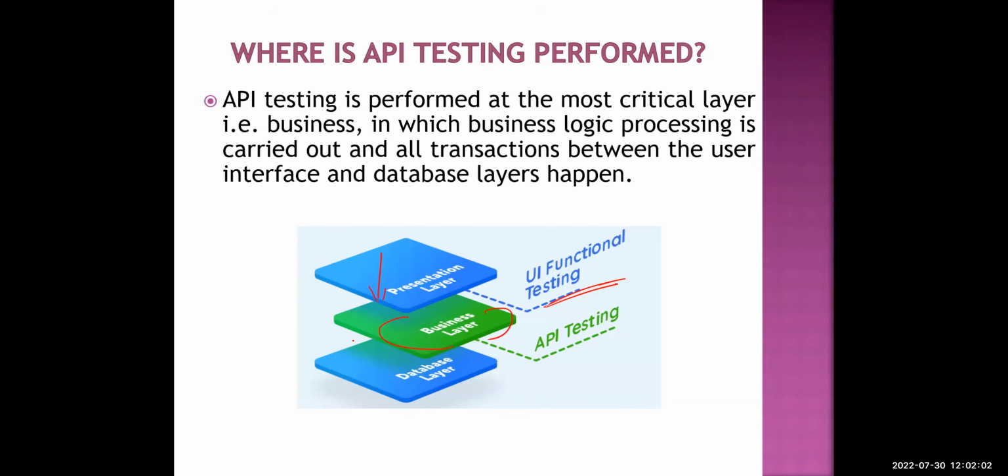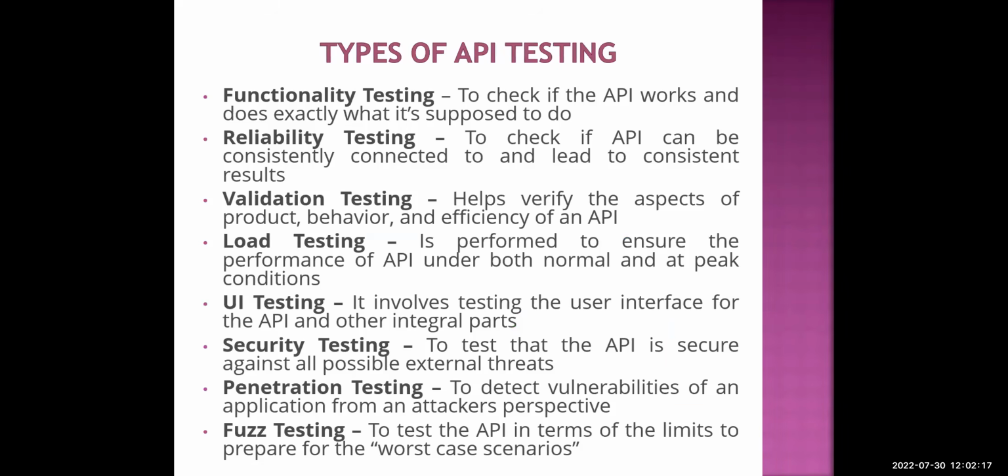Whatever request you are passing, the request will go to the database, and the same response you will get back on the front end side. So API testing we do at this middle layer, which is called the business layer. And what do we test? We test business logic. So this is again a very important interview question: what are the different types of API testing?